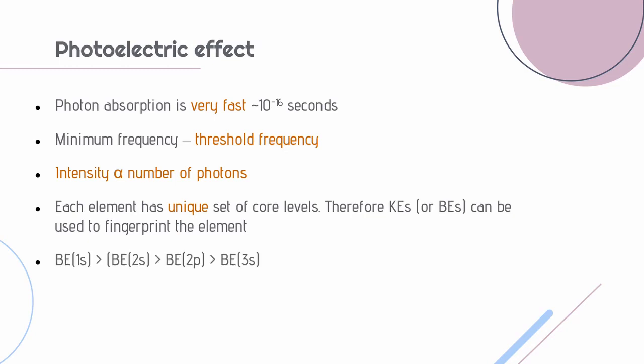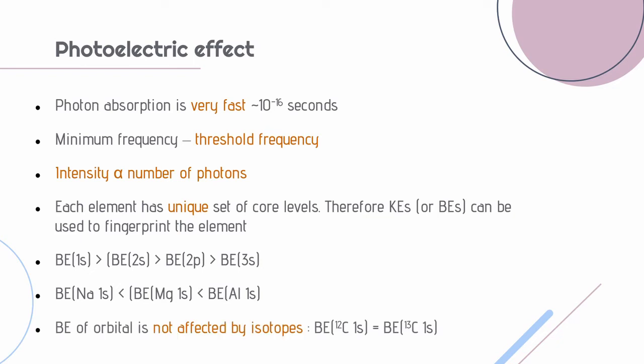The binding energy of 1s electron is greater than the binding energy of 2s electron, and that is because of the greater nuclear interaction between the 1s electron and the nucleus compared to the 2s electron and the nucleus. Binding energy of sodium 1s electron is lesser than the binding energy of magnesium 1s electron, which is lower than the binding energy of aluminum 1s electron, and that is because of the greater charge that aluminum possesses. And finally, binding energy of orbital is not affected by isotopes. That is, binding energy of carbon-12 1s electron is the same as the binding energy of carbon-13 1s electron.